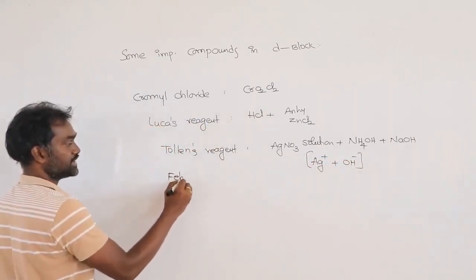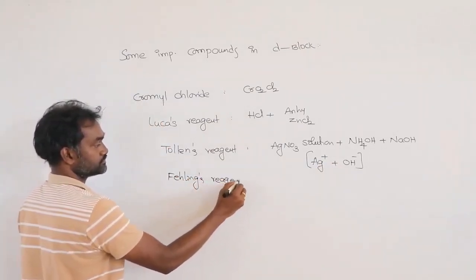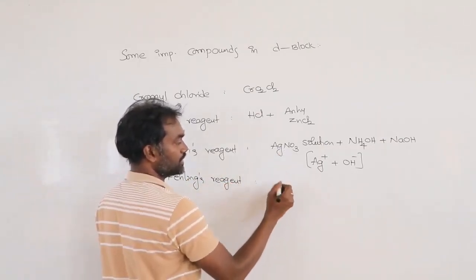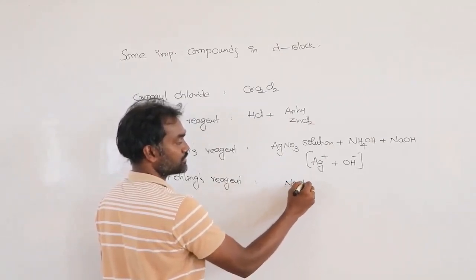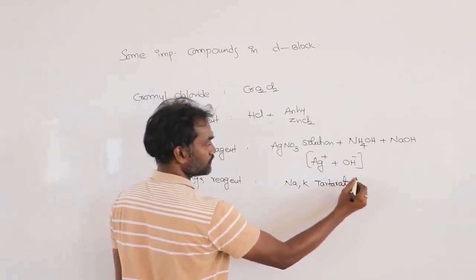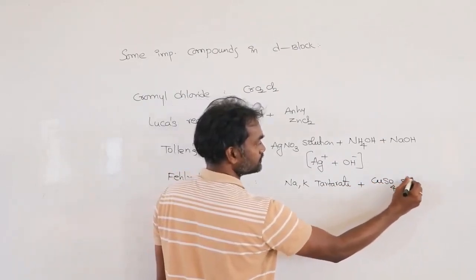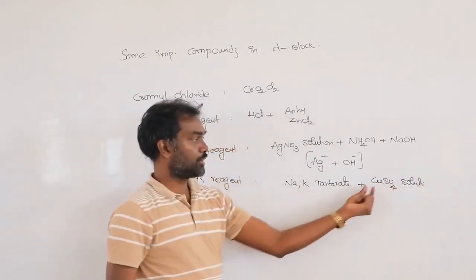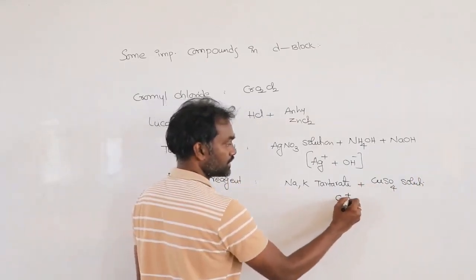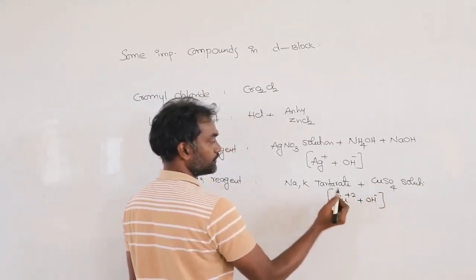Next, Fehling's reagent. So instead of this, copper will be there. So sodium potassium tartrate plus copper sulfate solution. So copper plus 2, D block element. Next, this is tartrate. Simply they can write copper plus 2 and OH minus combination.